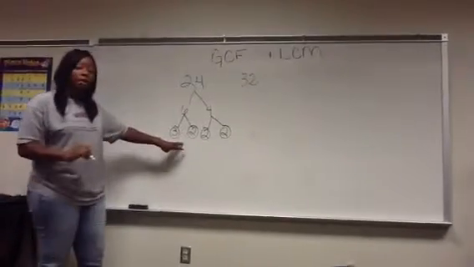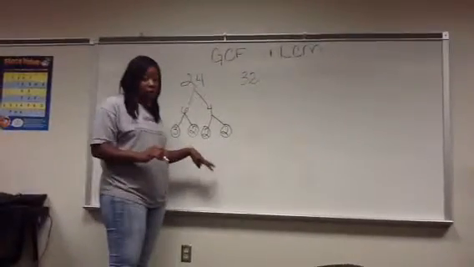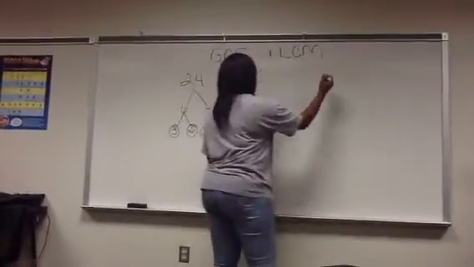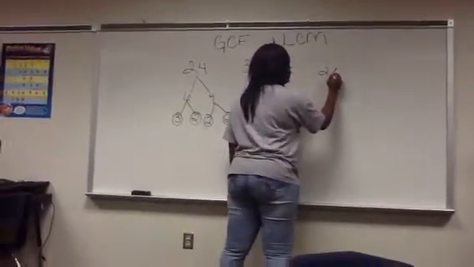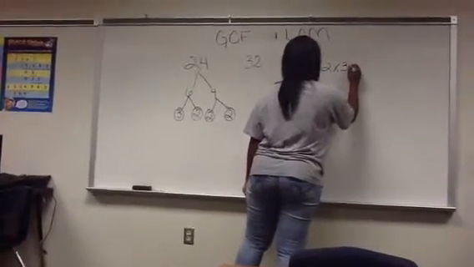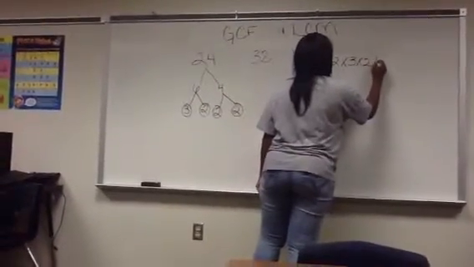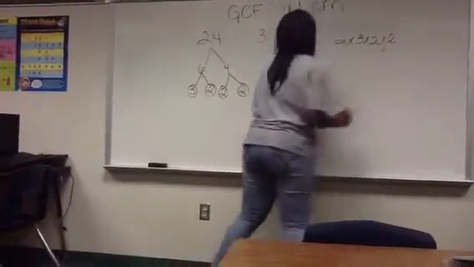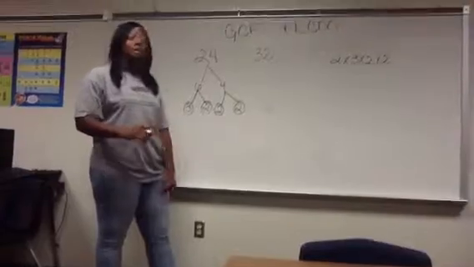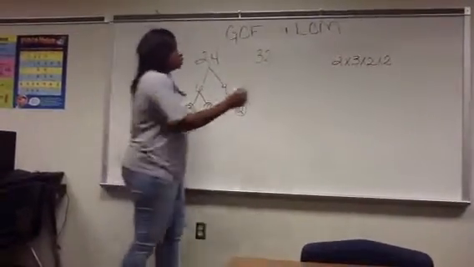So I'm going to go ahead and write out that number sentence right now that shows the prime factorization of 24. That's going to be 2 times 3 times 2 times 2. So I've got all the numbers that are circled in a number sentence. Next, we're going to do the factor tree for 32.